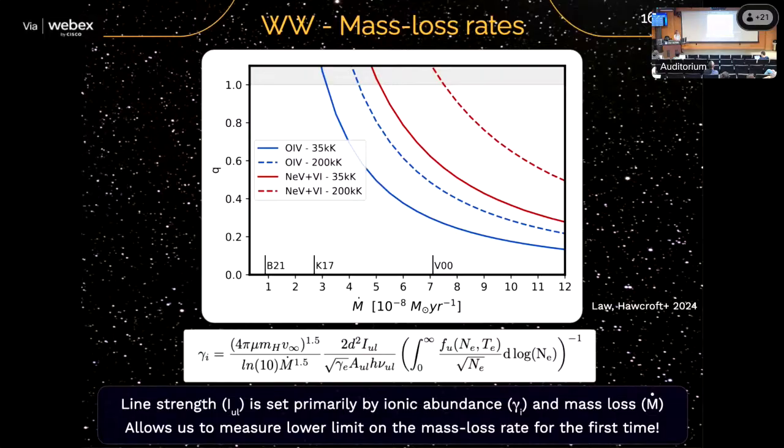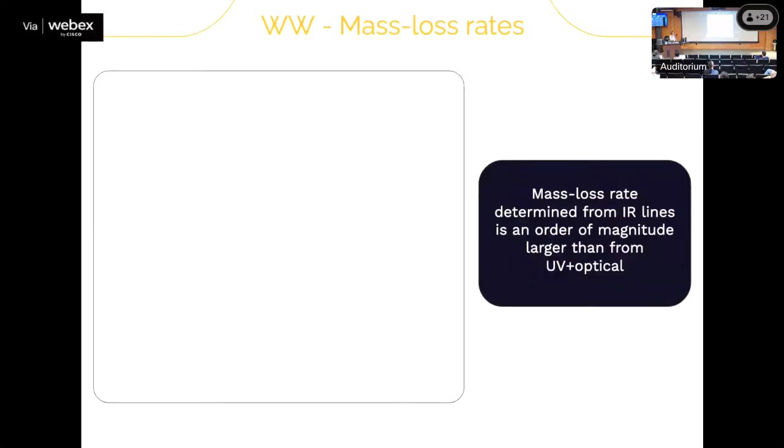And these are the theoretical predictions I was showing earlier. And this is really a pretty strong lower limit on how much material has to be in the wind for you to be forming these line profiles. It's kind of tough to push below this without reducing the line strength. And so we have now, for the first time, lower limits as opposed to upper limits from the UV and optical on the mass loss rates.